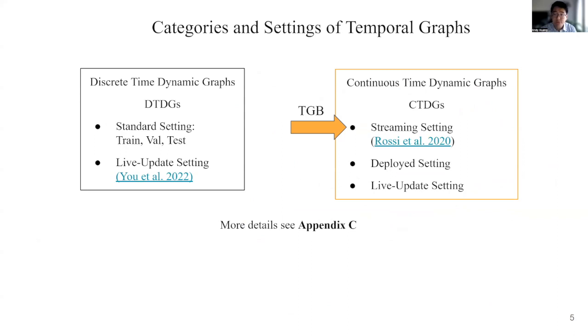And in general, there are two large categories of temporal graphs, as defined in a well-known survey early on in 2020. So there is the discrete time dynamic graph and continuous time dynamic graph. And in this work, we'll be focusing on the continuous time dynamic graph, more specifically on the streaming setting as the standard of the evaluation that we consider. And you can find more details about the settings themselves in Appendix C.